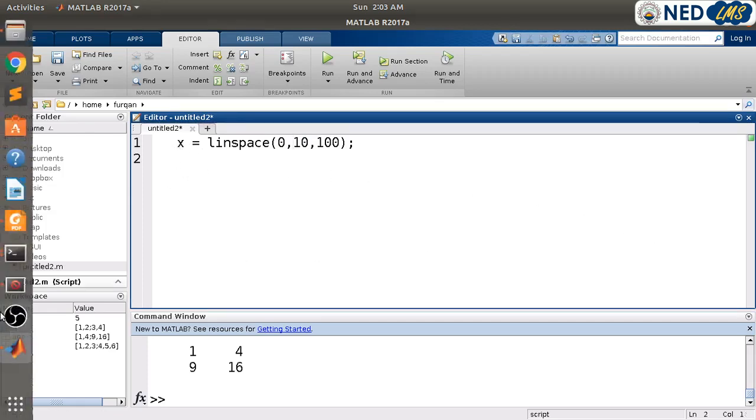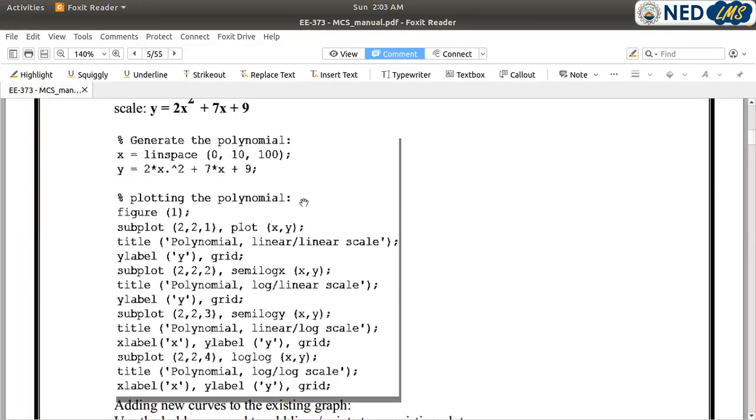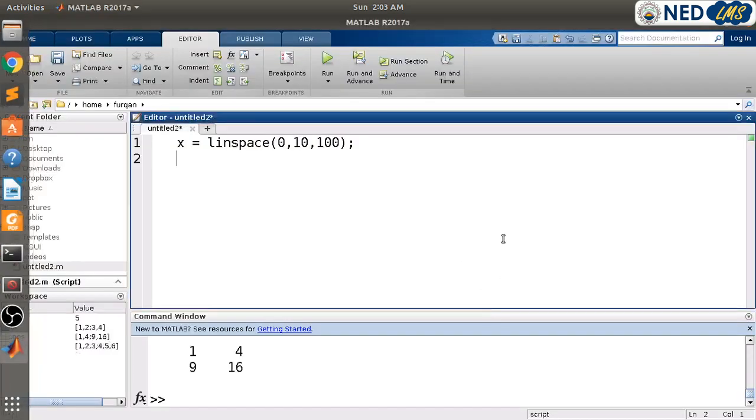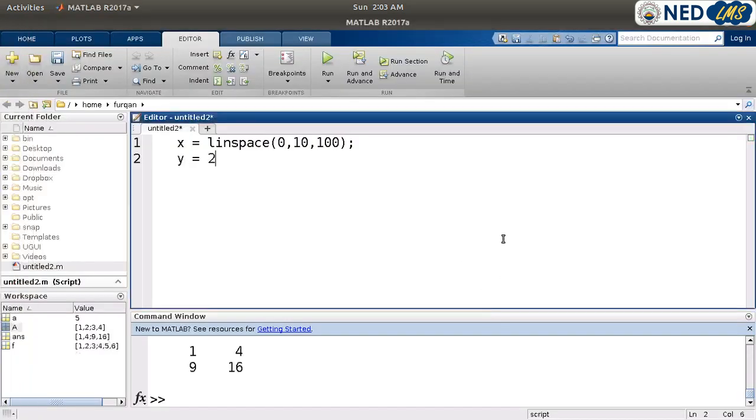Now, the polynomial is y equals 2x squared plus 7x plus 9. So y is equal to 2 times x dot power 2 plus 7 times x plus 9. Here you can see I have written dot power. This symbol represents the element-wise power, because I want to square the individual values of x, and I don't want a matrix operation here.